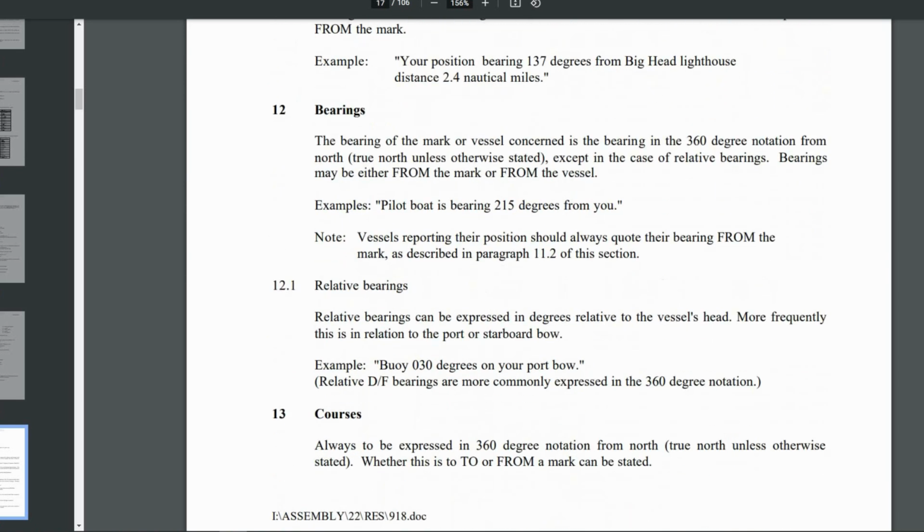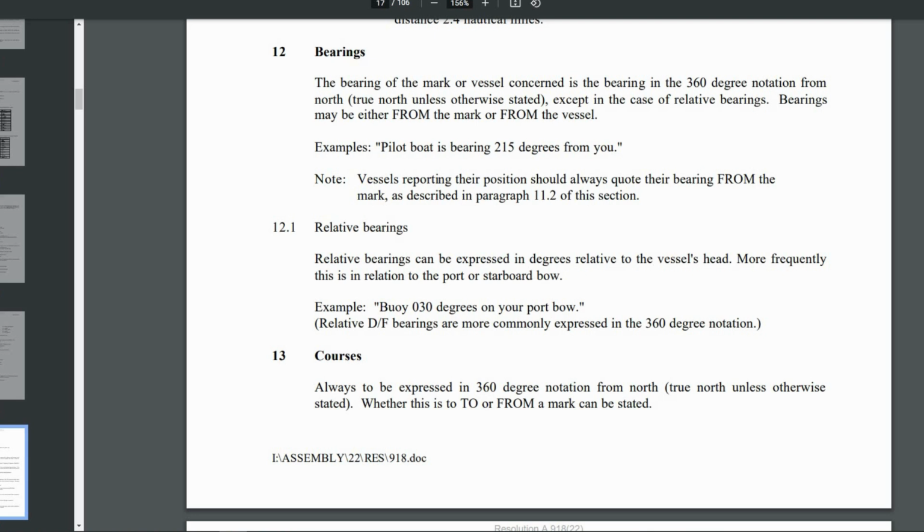12. Bearings. The bearing of the mark or vessel concerned is the bearing in the 360 degree notation from north, true north unless otherwise stated, except in the case of relative bearings. Bearings may be either from the mark or from the vessel. Example: "Pilot boat is bearing 215 degrees from you." Note: vessels reporting their position should always quote their bearing from the mark, as described in paragraph 11.2 of this section.